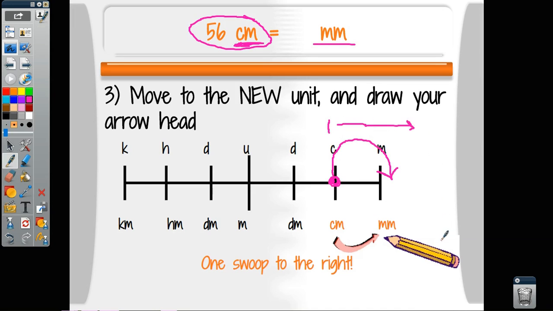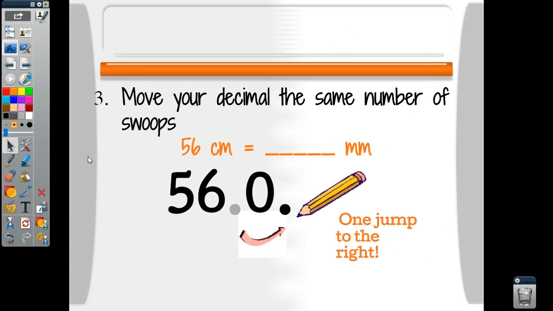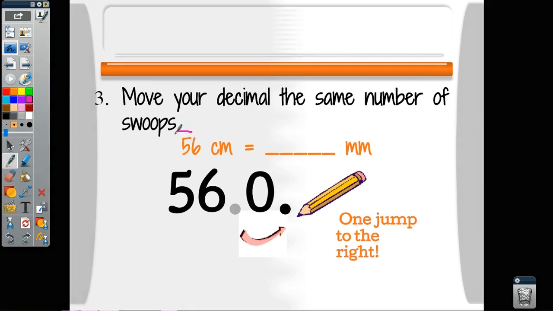This is the work I should see on your paper. I should see your swoop. I should also see your arrow of what way you moved every single time. Every time. So what we do is I started with 56. We know that every number has this invisible decimal point at the end. Mathematicians are pretty lazy people, so they don't really want to write it all the time because that would just be weird if we wrote decimal points after every single number, but we know that it's there and invisible.